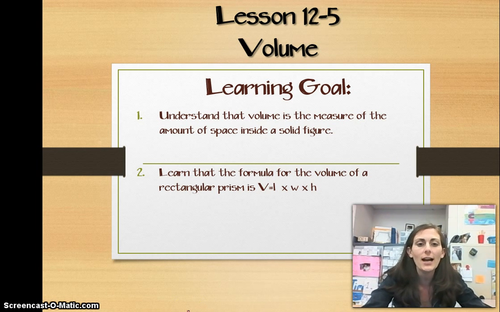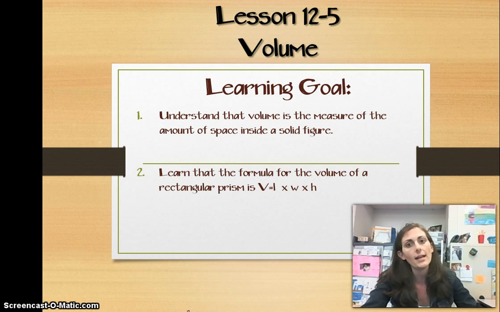And your learning goal for tonight is to understand that volume is the measure of the amount of space inside a solid figure. How many cubic units fill the inside of a three-dimensional shape? That is volume. And you will learn that the formula for volume of a rectangular prism is volume equals length times width times height.